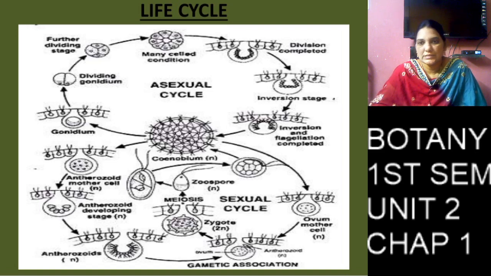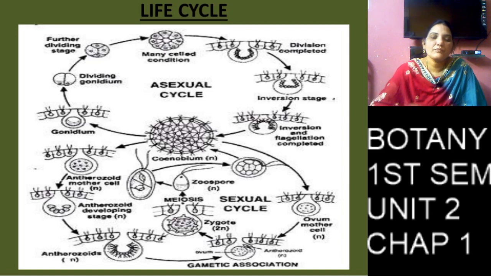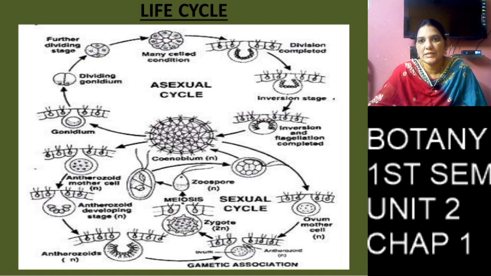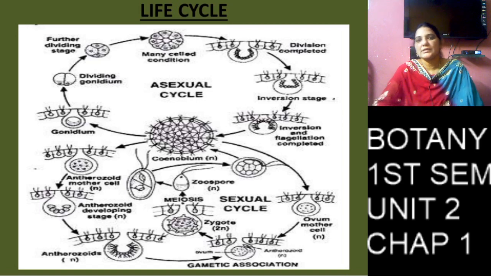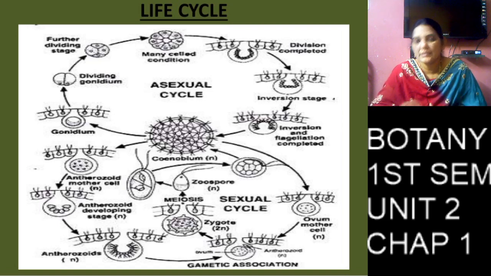Next, coming to the oogonium, here one single cell loses its flagella and turns into an oogonium, and the nucleus and cytoplasm do not undergo any division, and the total middle part turns into one single egg cell.